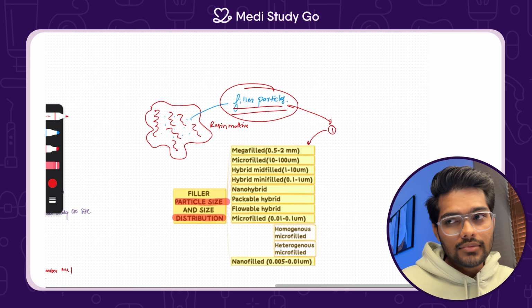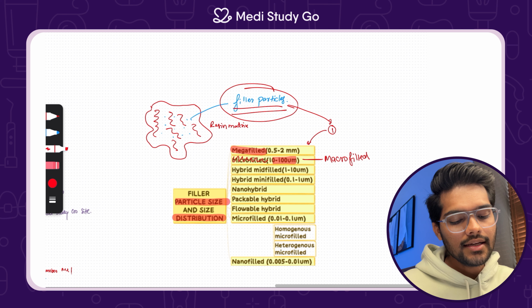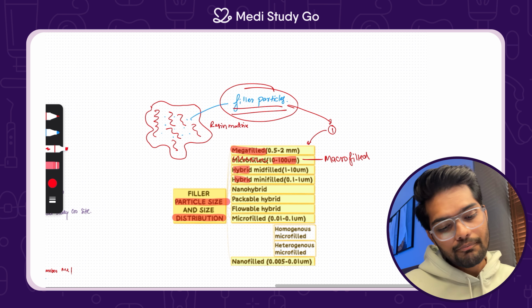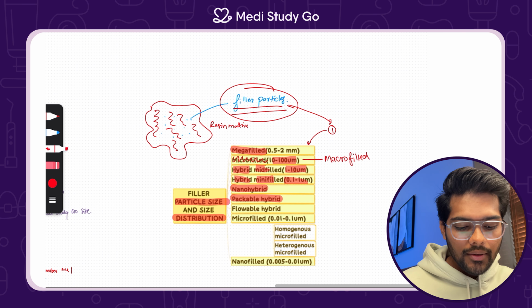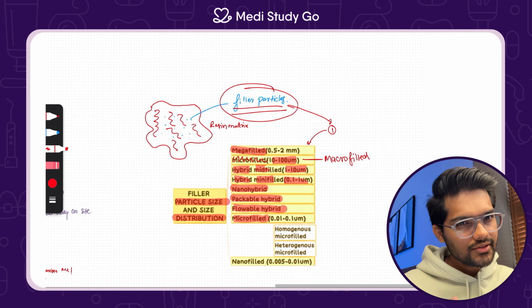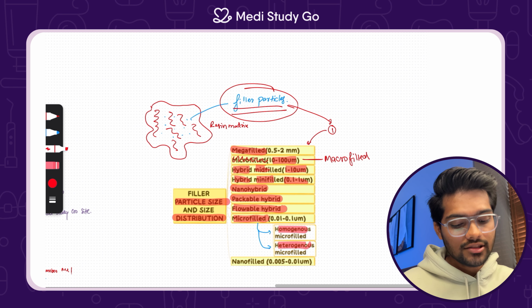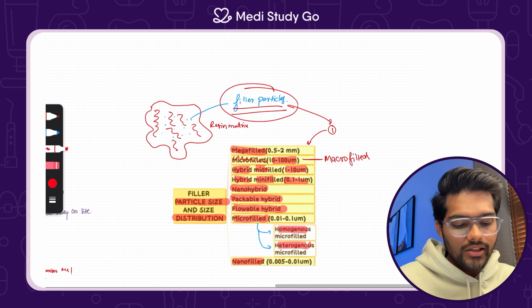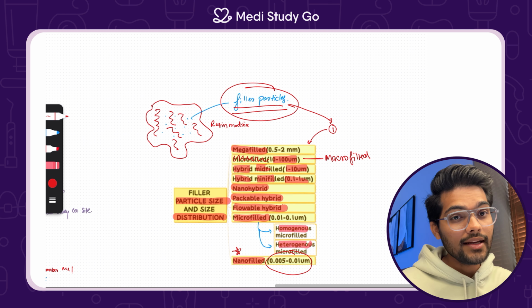Now, they can be classified as mega filled. It is actually macro filled, which is 10 to 100 micrometers. Then we have hybrid midi filled and hybrid mini filled. Then we have nano hybrid, packable hybrid, flowable hybrid, and microfilled, which is 0.01 to 0.1 micrometer. Now, microfilled can be further classified as homogeneous microfilled or heterogeneous microfilled. And finally, we have nanofilled, which is one of the most important types and can be asked for various questions. You need to remember the size of it, which is 0.005 to 0.01 micrometers.